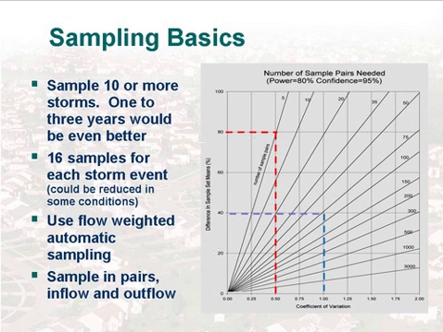By contrast, if you look at the blue line on this graph, you can see if the difference between the inflow and the outflow is only 40%, and if the data have considerably more spread or variability, and the coefficient of variation is 1.0, then we're all the way out at 75 samples that need to be collected to be 95% confident that there is a difference.